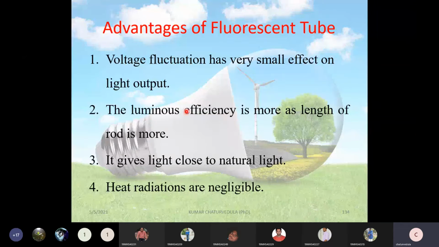So that is why we don't find eyes getting some disturbance. If you study under an incandescent bulb, sometimes your eyes will start getting tears. But in case of a fluorescent tube, even if you study for so many hours, your eyes will feel comfortable. They don't get any disturbance or discomfort because this light is very close to the natural light, and the amount of heat radiated by this fluorescent tube is very minimal. Okay, so light is more than the temperature. So that is the advantage of a fluorescent tube.